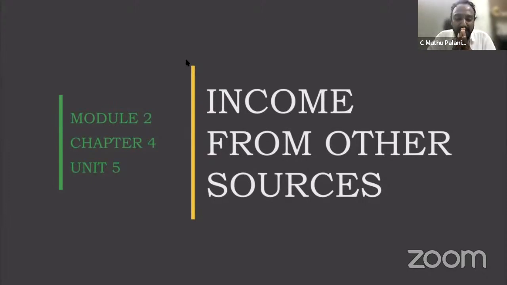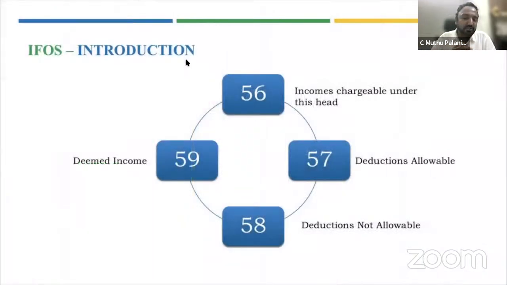Okay, we'll move on to the last topic, heads of income, other sources. So income from other sources is your last head of income of the 5 heads. So what exactly is income from other sources? It covers 4 sections. 56 is the charging section, which tells that certain incomes are chargeable under income from other sources.